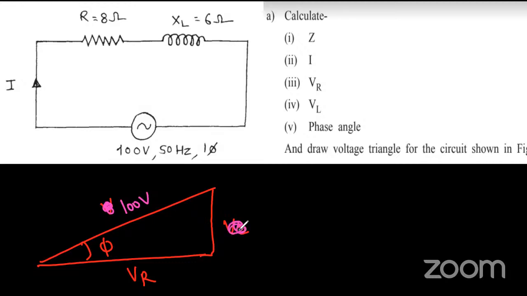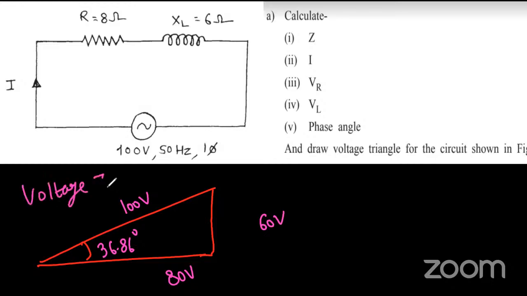Then what is the value of VL? VL is 60 volt. What is the value of VR? It's 80 volt. And what is the value of the angle? Angle is 36.86. So when you draw the voltage triangle, if you have the values, you just put the values. So this is a voltage triangle. So give a heading on top and then draw this triangle. So this is a voltage triangle. Okay. Anyone in doubt?